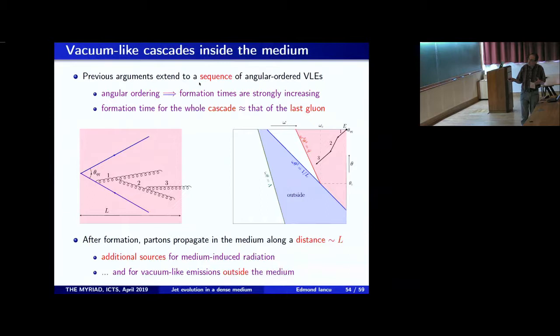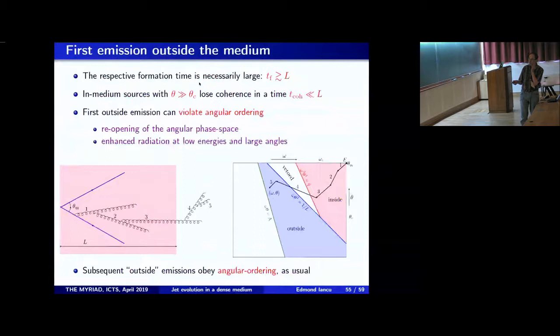So now let me focus on the first emission of the gluon 4 outside the medium. So the cascade forms inside the medium very fast, then these three gluons become sources, and one of them, the gluon 3, emits the gluon 4 outside the medium. The distance between 3 and 4 is of the order of the medium size. So it's a large distance. Over that distance, this gluon has lost its color coherence with respect to gluon 2. All these sources have lost their color coherence. So when they emit outside, they're incoherent with each other.